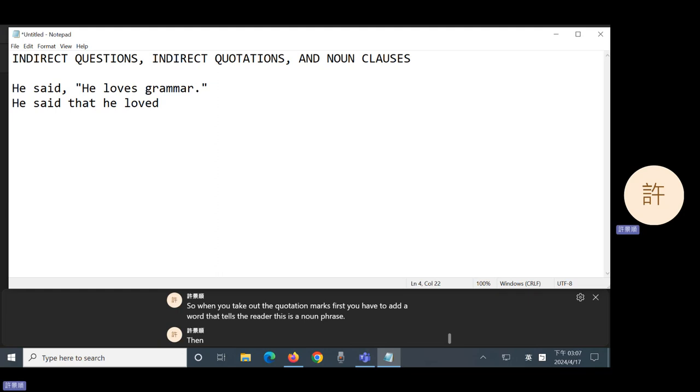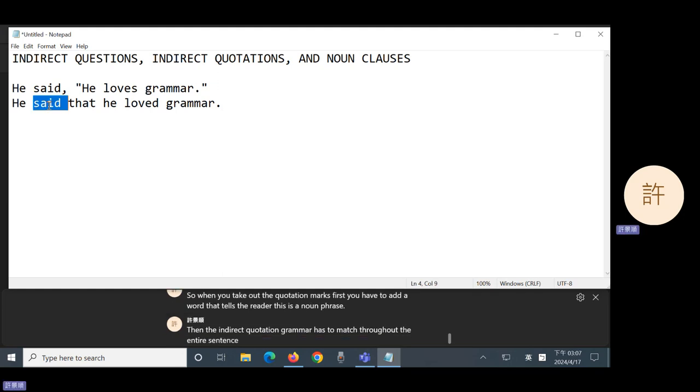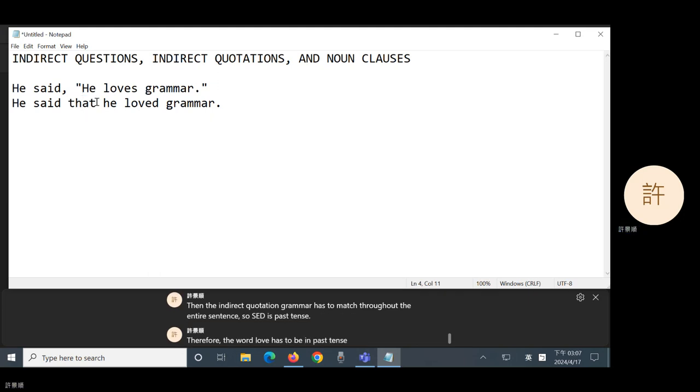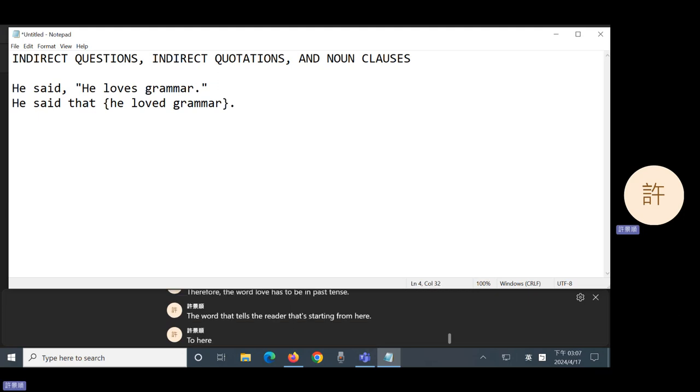Then the indirect quotation grammar has to match throughout the entire sentence. So said is past tense. Therefore, the word love has to be in past tense. The word that tells the reader that starting from here to here, this is a noun clause.